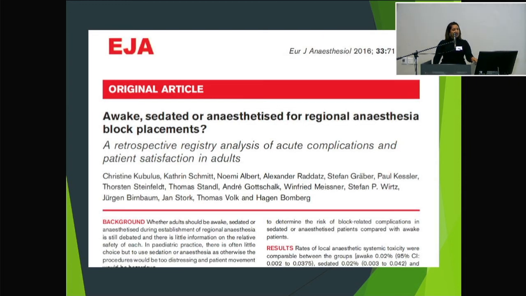I've also included this. The Germans were kind enough to, after 2007, start recording all the complications and interesting things they saw using regional anesthetic techniques. Interestingly, they didn't actually find a difference in complication rates for nerve injury. One patient in this whole study actually had a thoracic epidural placed with an actual pleural complication. And interestingly, they didn't see any difference between sedated patients and non-sedated patients.